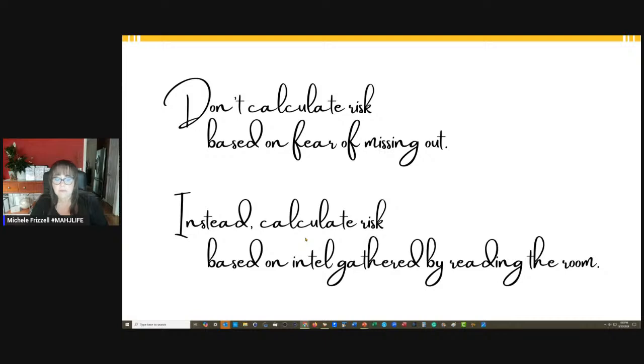Instead, calculate risk based on intel gathered by reading the room. Reading the room entails your hand, exposures, discards, and body language from your opponents. If you can manage that many spinning plates, that can be very helpful when gathering intel. So these topics are what we're going to talk about in this presentation.